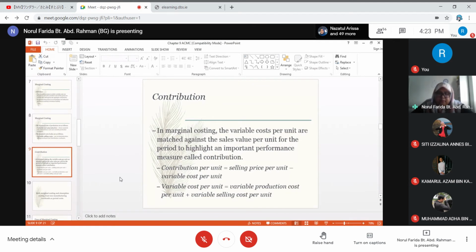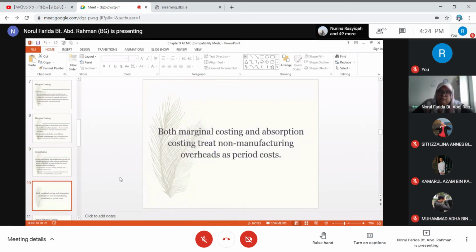Both marginal costing and absorption costing treat non-manufacturing overhead as period costs. Okay, non-manufacturing overhead as period cost. Betul lah, both marginal and your absorption, non-manufacturing cost kita treat as period cost, where you akan tolak for the period. Afterwards, baru you akan tolak.